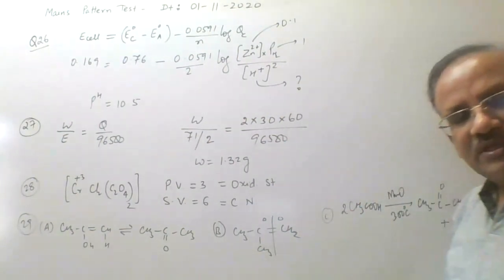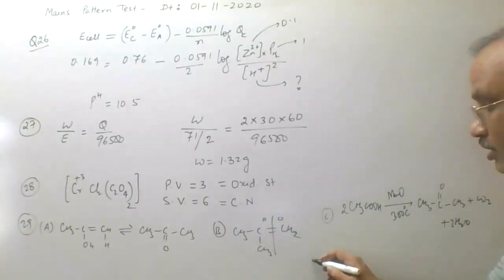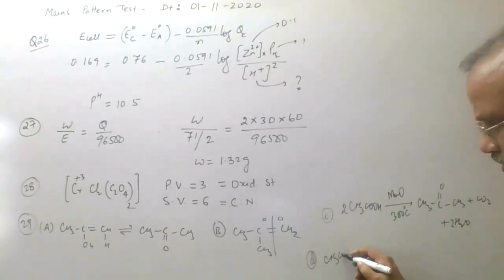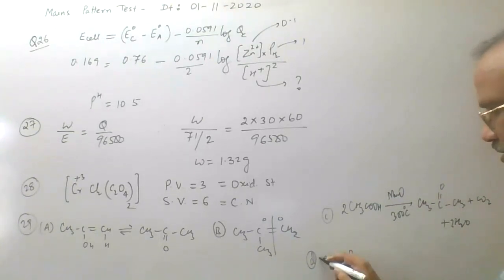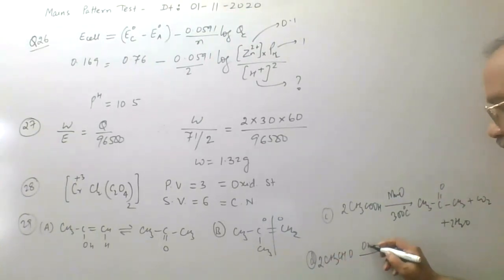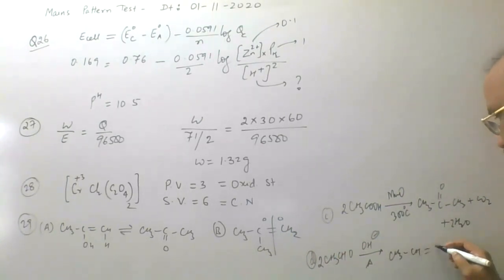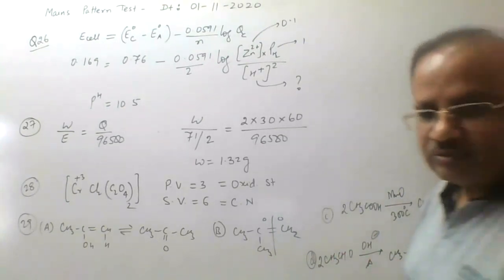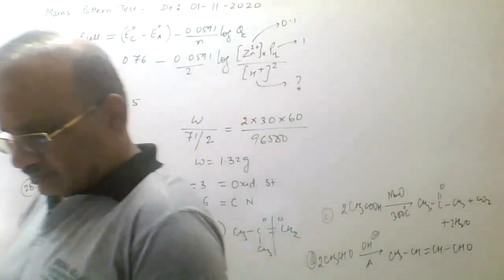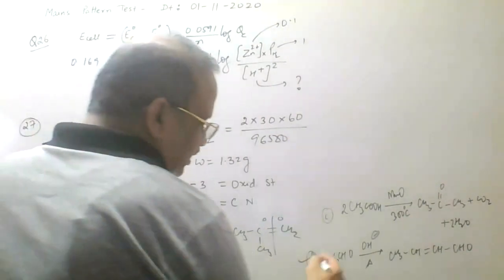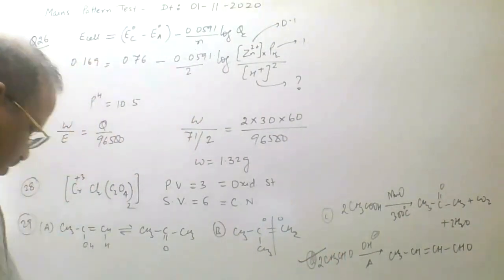In option D, it is an aldol condensation, with CH3CHO. We have to take two molecules, and in basic medium the aldol condensation reaction will be like this: CH3-CH=CH-CHO will be formed. This is the aldol condensation product on heating. So the answer will be D in that case. Next is question number 30.